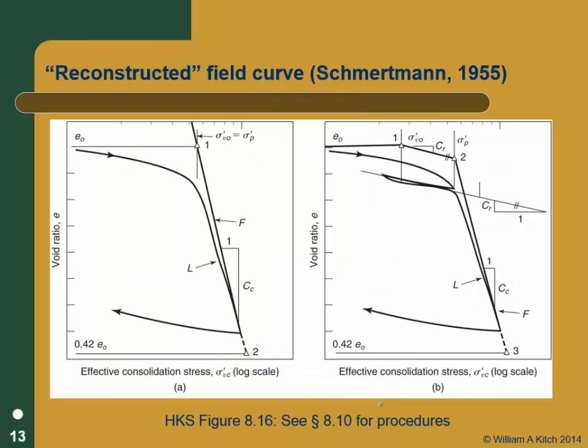And this is the one I really dislike, is Schmertmann's method. So do you guys remember reading Yanbu's comments there where he said C sub c is worthless, and on top of everything else, you're determining it from a line that's drawn outside the data?